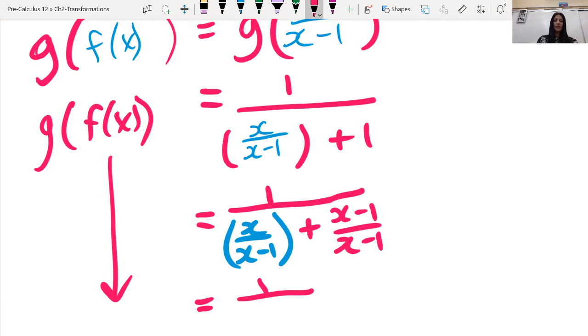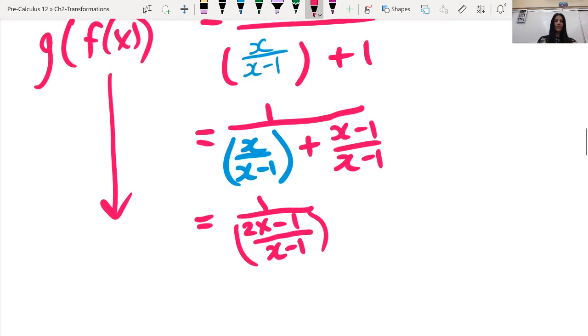So we don't really need to write it out again, but I guess we will. At the bottom, we can see we have a common denominator, so it's just going to be x minus 1. But at the top, x plus x would give us 2x minus 1. So we have 1 over, and I don't really need the brackets there, but I'm trying to make it obvious that we have 1 divided by this fraction at the bottom.